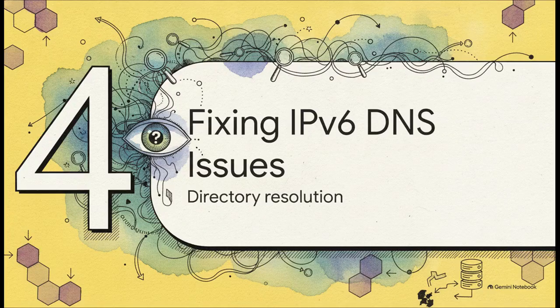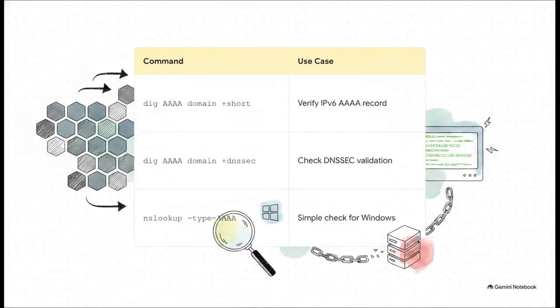Moving on to Section 4, Fixing IPv6 DNS Issues. When it comes to DNS, the command line tool dig is your absolute best friend. Remember, when testing IPv6, you aren't looking for standard A records anymore. You're querying for quad-A records, commonly called AAAA.